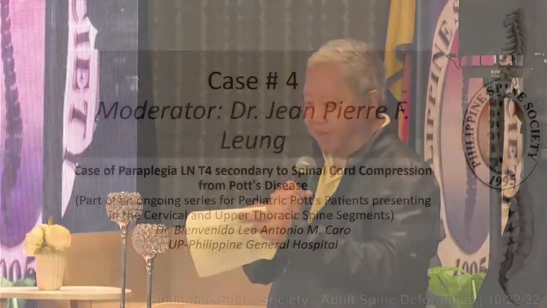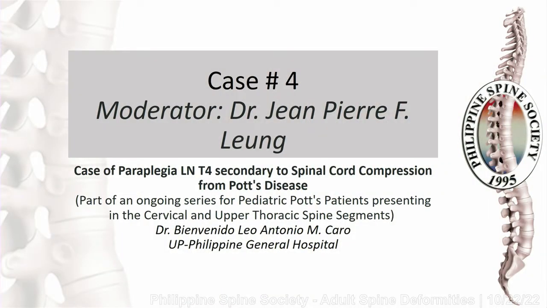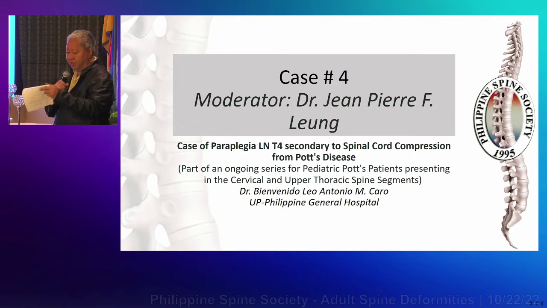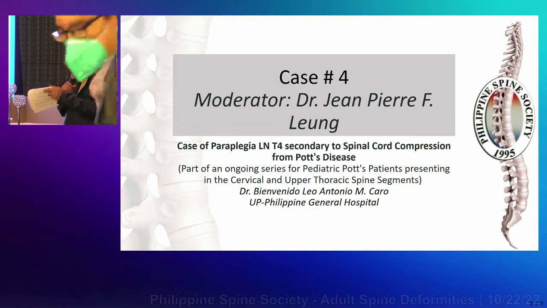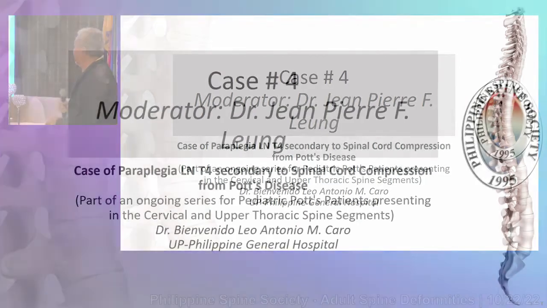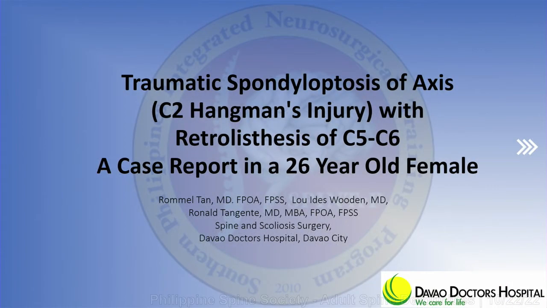Presented this morning. The topic of the case is a case of paraplegia T4 secondary to spinal cord compression from Pott's disease. This is a part of an ongoing series for pediatric Pott's patients presenting in the cervical and upper thoracic spine segments, to be presented by Dr. Bienvenido Caro of the Philippine General Hospital. So, Don, the floor is yours.